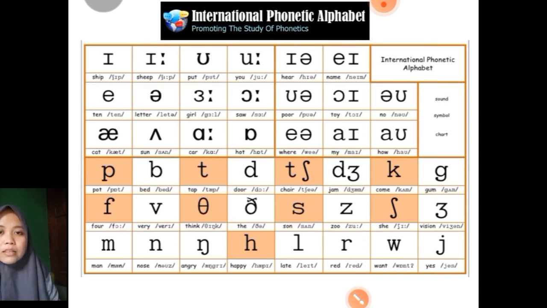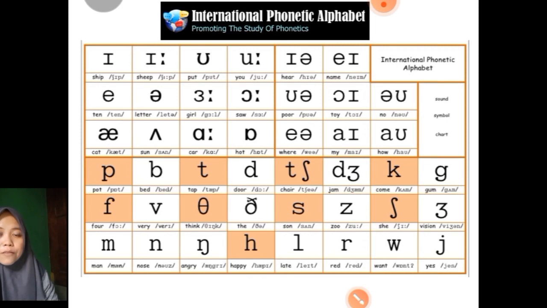And the third is the consonants. Most English consonants can be classified using three articulatory parameters. First is voicing. Voicing is the vibration or lack of vibration of the vocal folds. The second is place of articulation, which means the point at which the air stream is most restricted. And the third is manner of articulation, which means what happens to the moving column of air.